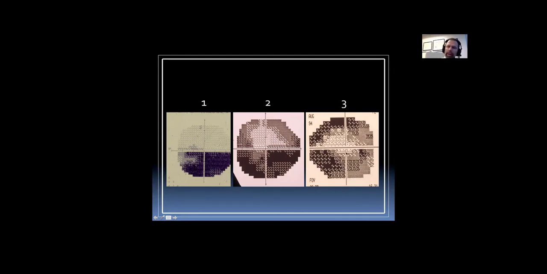And three, which really maybe at first glance looks generally constricted. You can see that right over here, nasally, for a couple of points, and again, you can look back at the number scale, you'll see steps across the horizontal midline.